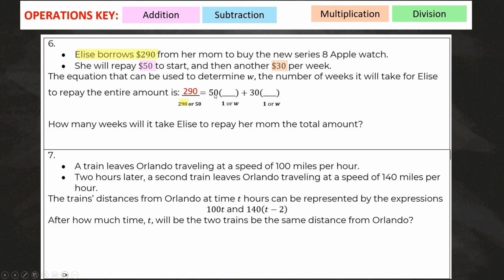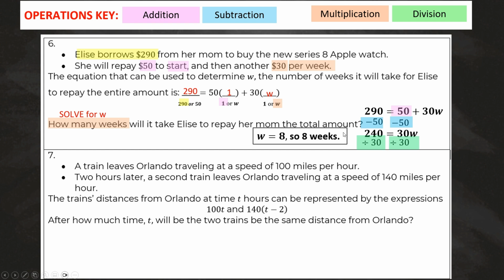She only paid $50 to start. So multiply that times 1 because it was only one time that Elise paid $50. And then she paid $30 per week. So it would be 30W. Now they want you to find out how many weeks it will take Elise to repay her mom the total amount. So we have to solve for W. So 290 equals 50 plus 30W. We would subtract 50 from both sides, then divide by 30, and we get W is equal to 8. So it will take Elise 8 weeks to repay her mom.